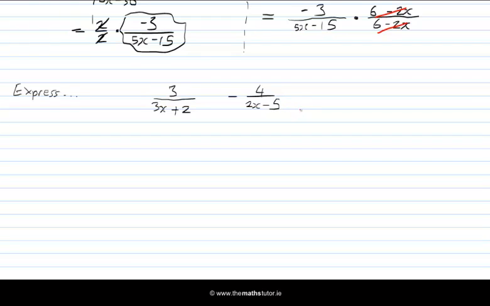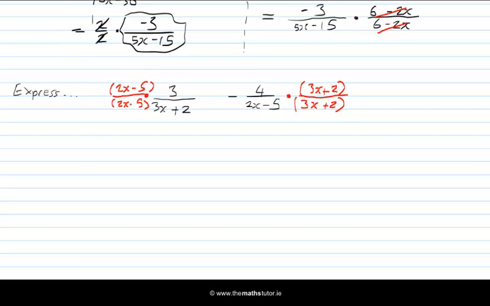Now with this example, I don't have any cheaty ways to find a really nice common denominator. So what I'm going to do is just multiply by the denominator of the other fraction. So I multiply by 3x plus 2 on the denominator here, I multiply by 3x plus 2 on the numerator, the 3x plus 2 coming from the denominator of the other fraction. And over here I'm going to multiply by 2x minus 5 on the denominator, and I'm also going to multiply by 2x minus 5 on the numerator.